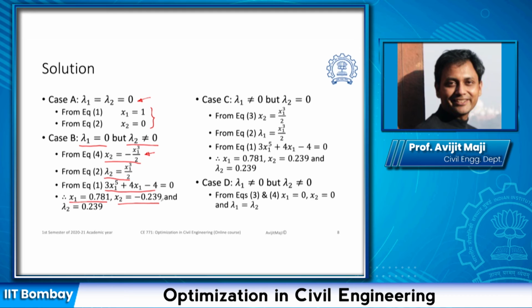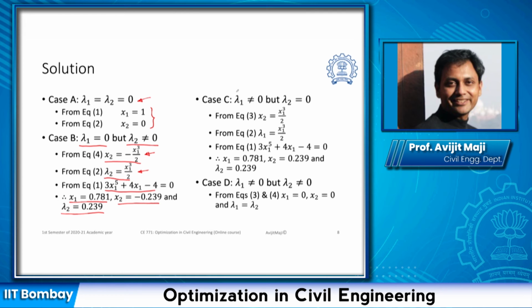And once we get this, as we replace the value into this one, we obtain the lambda 2 value as 0.239, which indicates that the lambda value is more than 0. In other words, if this condition is true, then we can say we have reached a minimum point. We need further discussion on this. We'll come to it later after we look into all the four cases which we can have as part of our solution.